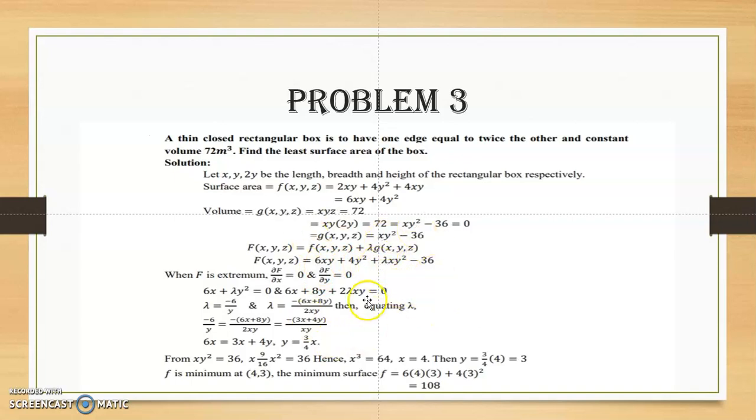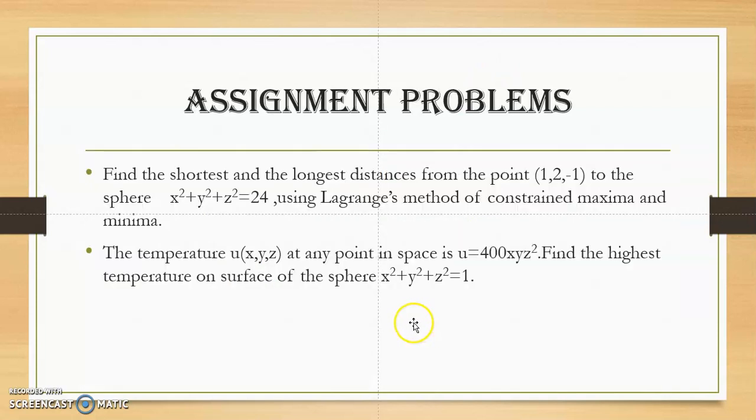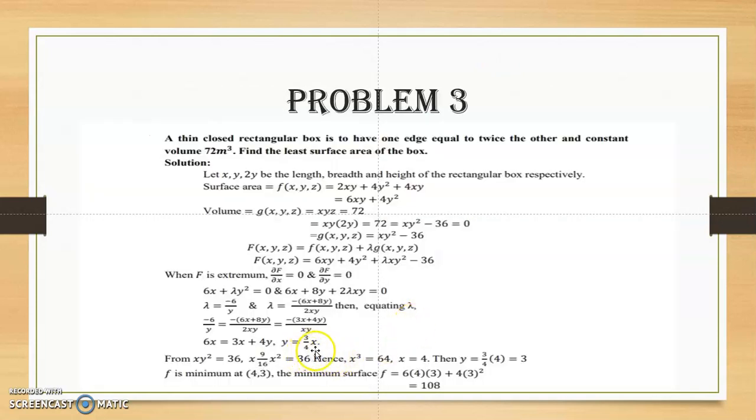So after finding the differentiation, we have to find the stationary point. For that, we substitute fx equal to 0, then fy equal to 0. After substituting this, we get the value y is equal to 3 by 4 x. Then substituting this y value in any one of the equations, we get x is equal to 4. We got x and y values. Therefore, next we are finding the minimum surface area of the box. In the surface area, you have to substitute the x value and y value. So we get the minimum surface area of the rectangular box.